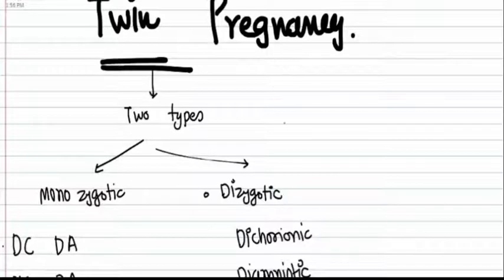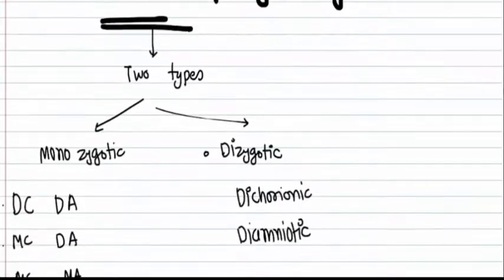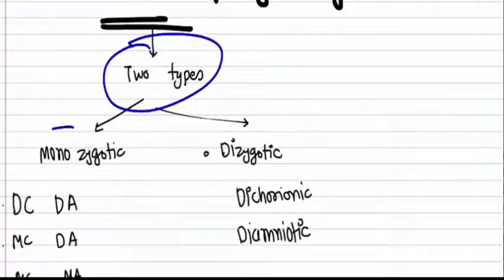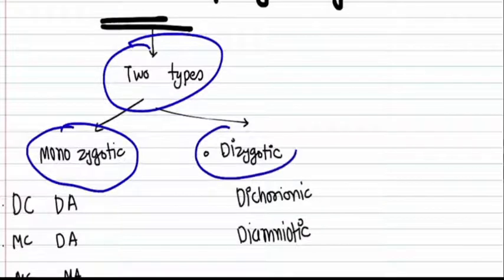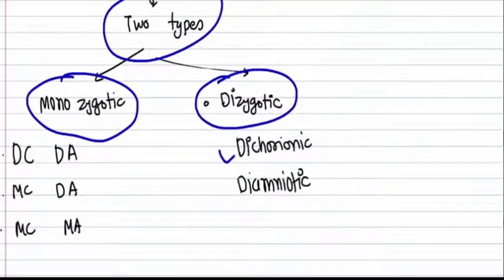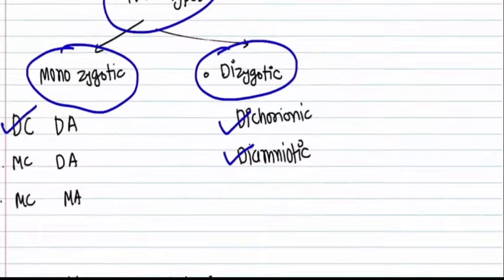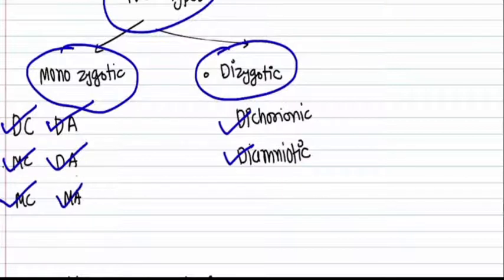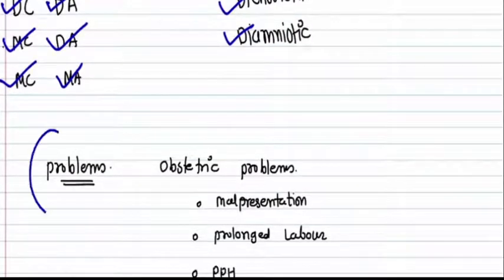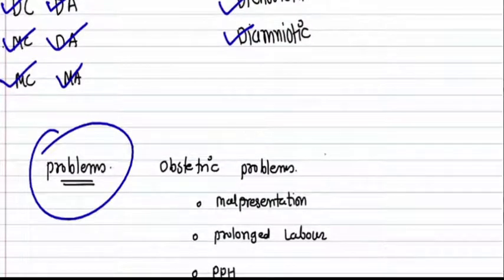Now let's discuss twin pregnancy. The twin pregnancy can be of two types, either monozygotic or dizygotic. The dizygotic twin pregnancy will always be dichorionic and diamniotic, while the monozygotic twin pregnancy can be either dichorionic, diamniotic, monochorionic, diamniotic, or monochorionic, monoamniotic. Now the problems with twin pregnancy are various.